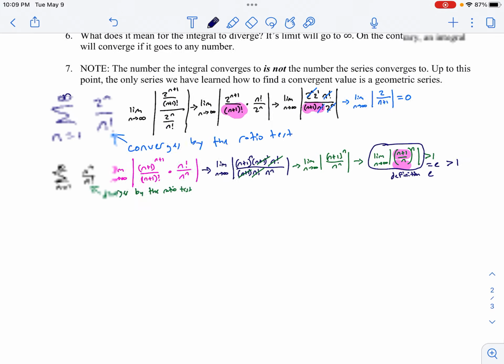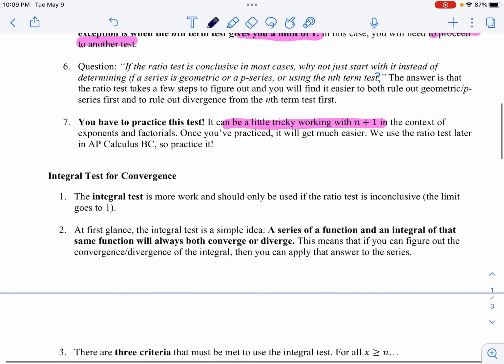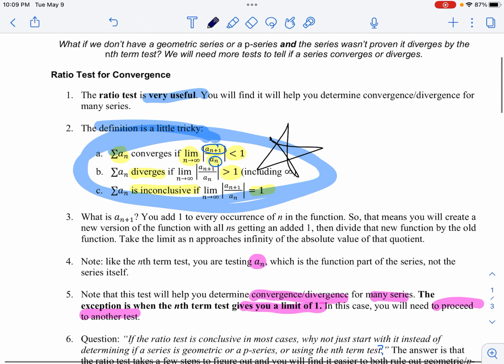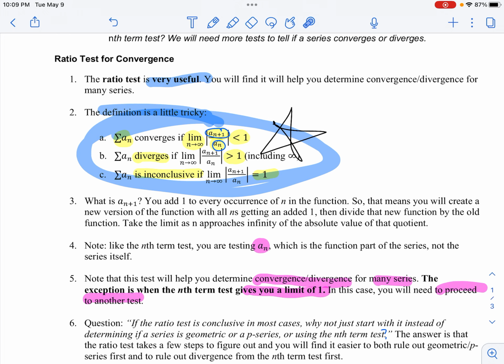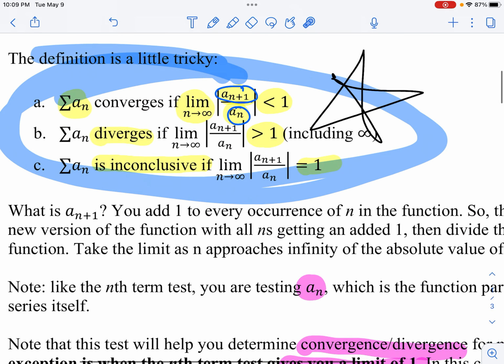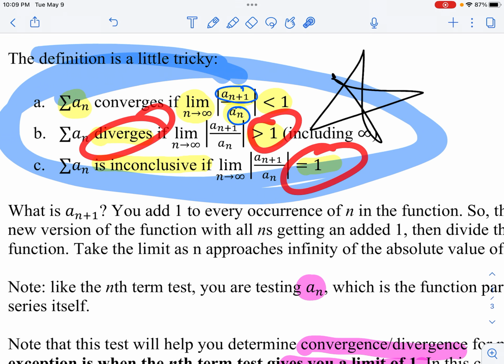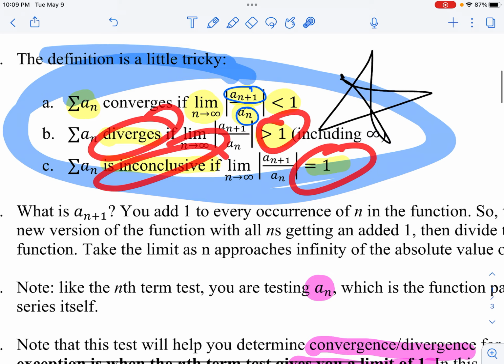Okay, so let's take a breath. What are we doing? We have learned the ratio test. For the ratio test, you take the limit as n goes to infinity of the next term, with all the n's having 1 added, divided by the original function. And then if your answer is less than 1, you converge. If your answer is greater than 1, you diverge. If it equals 1, it's inconclusive.